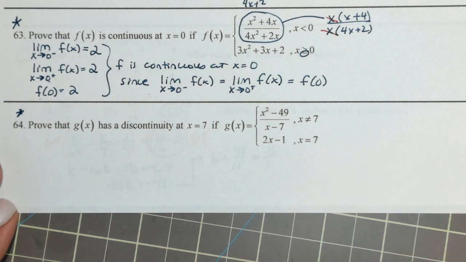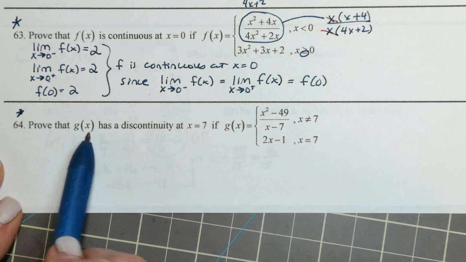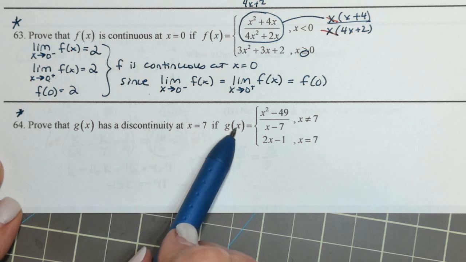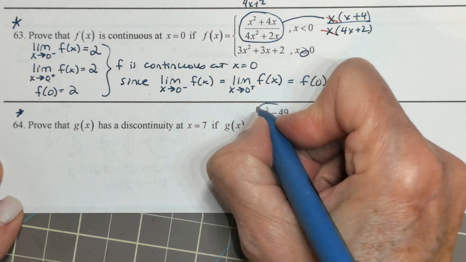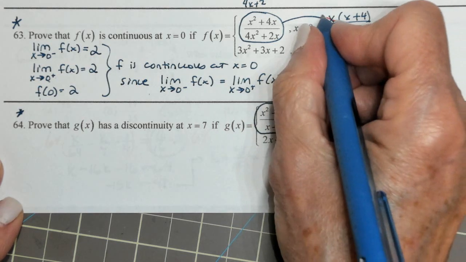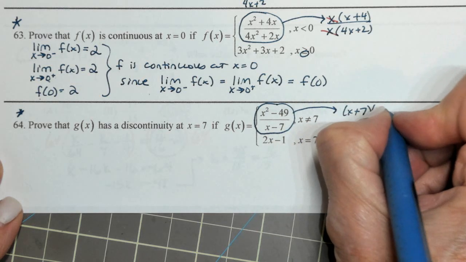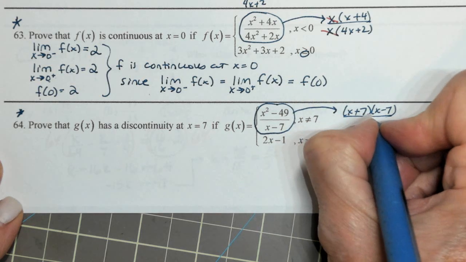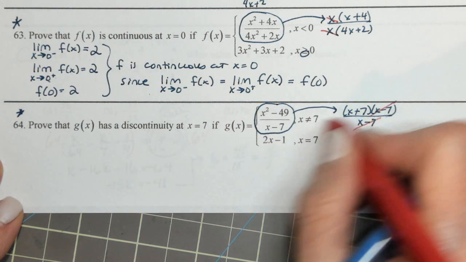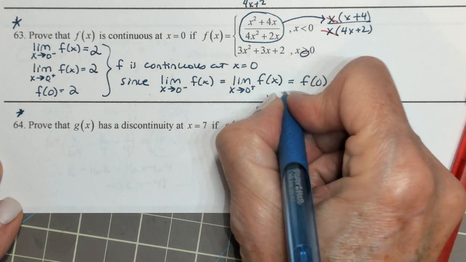Okay, and then the last one here, 64. Prove that g has a discontinuity at x equals 7, if this is g. I'm going to begin the same way I began the last one. I'm going to factor. So x plus 7, x minus 7 over x minus 7. We can reduce the x minus 7s because x cannot be 7. So this is the same thing as having x plus 7 sitting here.